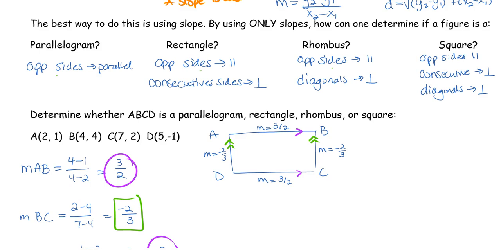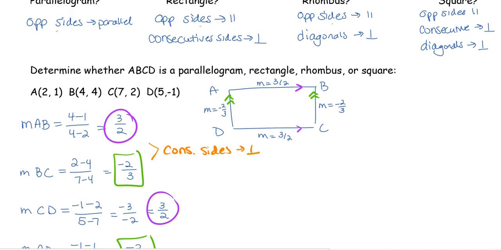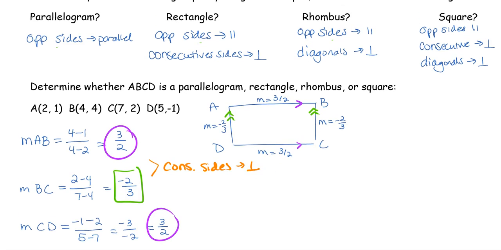But we look at the sides next to each other. This is 3/2 and this is -2/3. Are those opposite reciprocals? Yes, they are. So this tells me that consecutive sides are perpendicular. So from here, the only two shapes that have consecutive sides being perpendicular are a rectangle or a square.